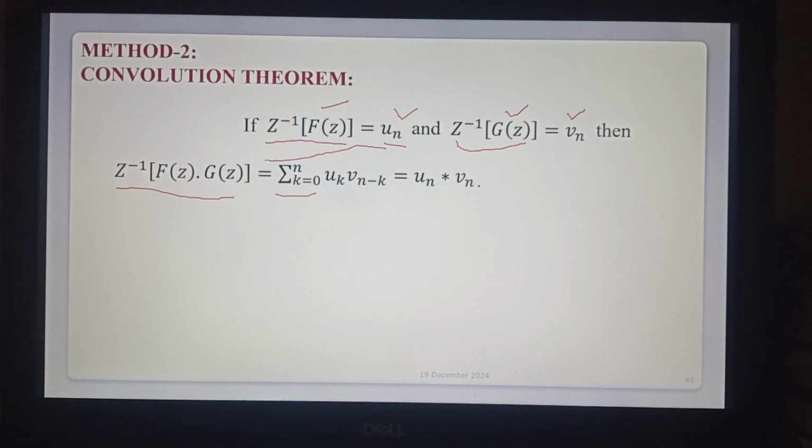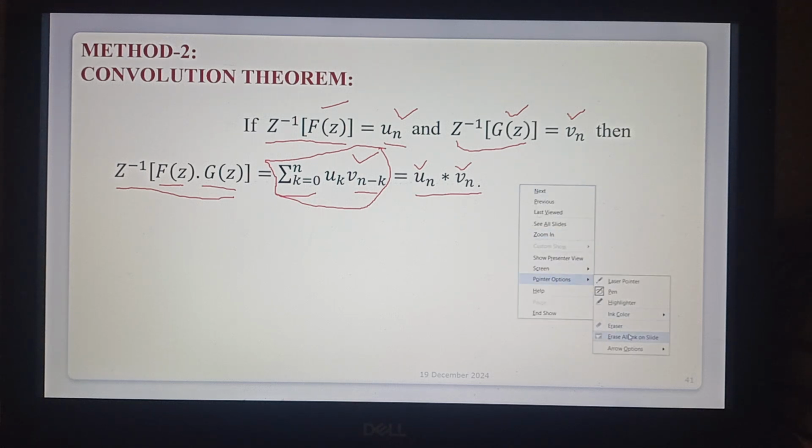So this is the formula. What is the use of the convolution theorem? To find the inverse Z transform of the product of two functions. In the summation, uk means the inverse Z transform of the first function, and vn minus k means the inverse Z transform of the second function, with n replaced by n minus k. This is also called the convolution of the two sequences un and vn. So un star vn means convolution of two sequences. This is the statement of the convolution theorem.